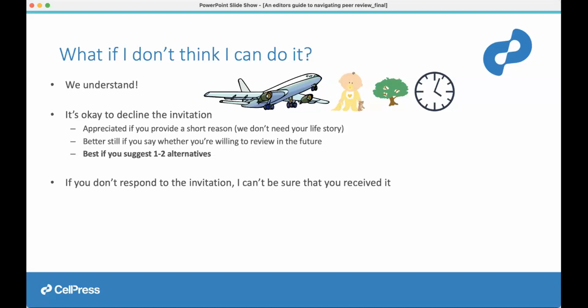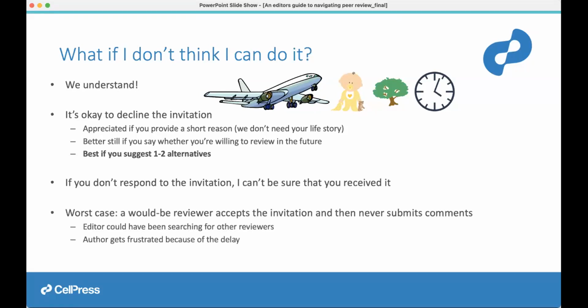If you don't respond to the invitation, then I can't be sure that you received it. And so the worst case is when a reviewer accepts the invitation and then disappears. At that time, I could have been searching for other reviewers. The author gets frustrated because there's a delay. There's this sort of pending or under review status in the system. As an author, you might have seen that before and gotten frustrated. And the biggest reason this happens is because a reviewer initially commits and then never submits their comments.